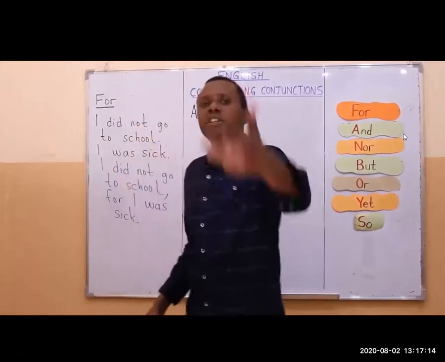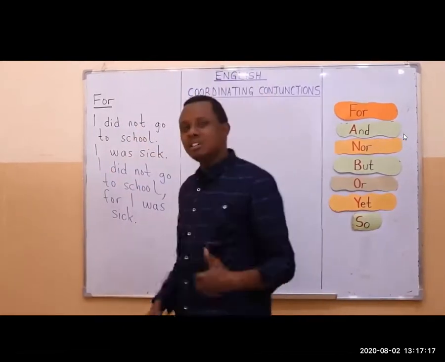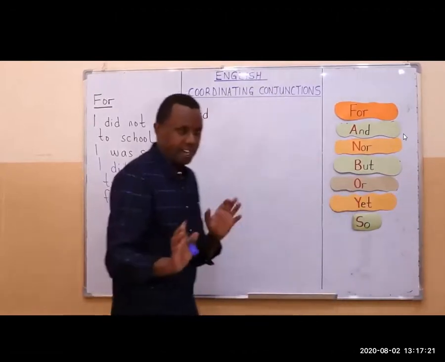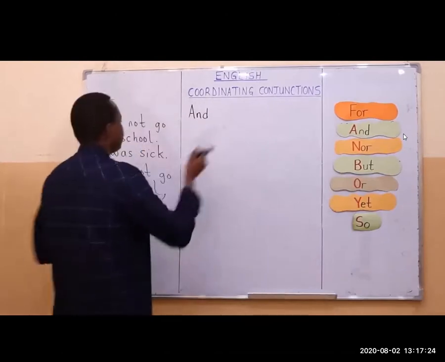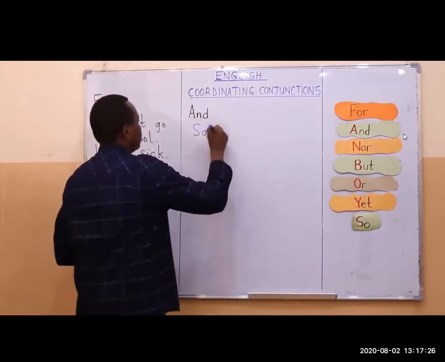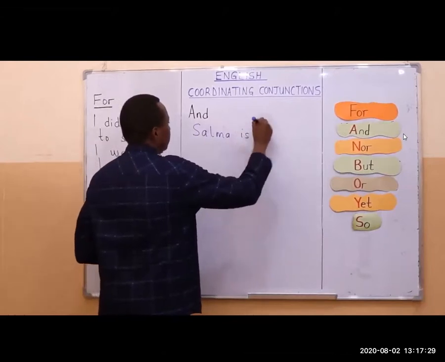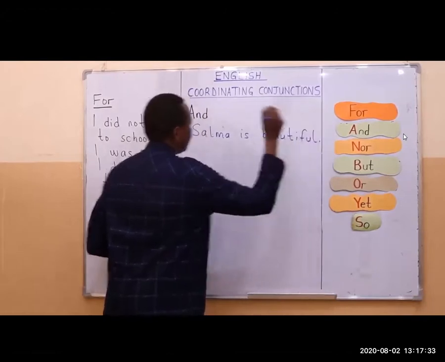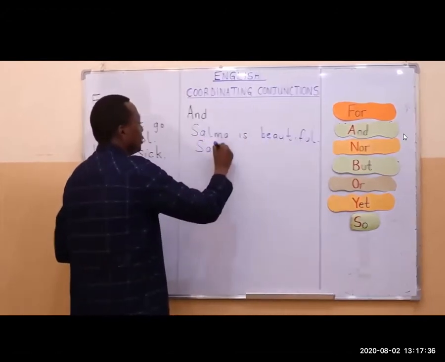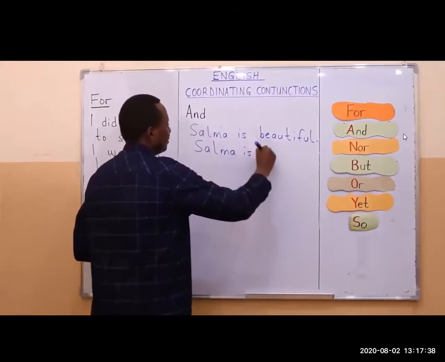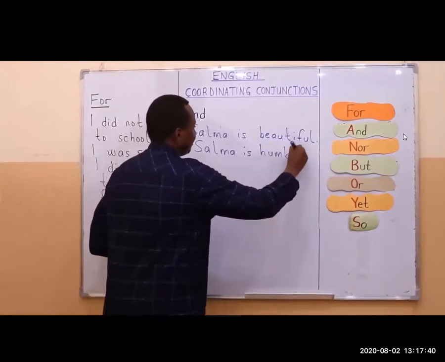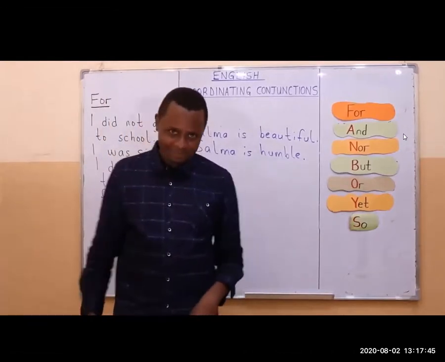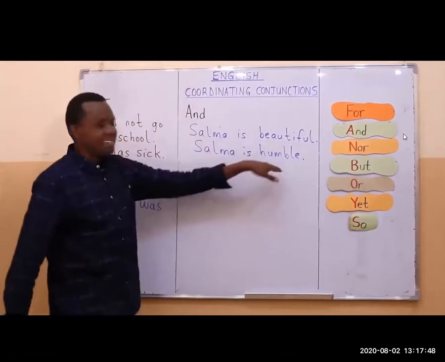And is used with ideas that go together. Ideas that go together. Now, let us think of someone. Let us have somebody like Salma. Salma is beautiful, and Salma is humble. I know Salma is probably somewhere smiling at least. Salma is beautiful, Salma is humble.